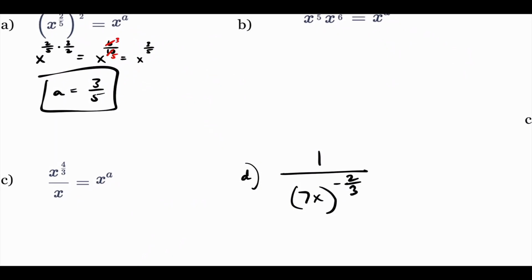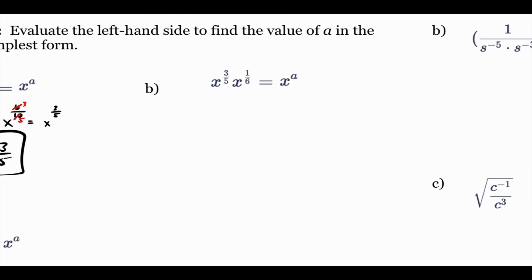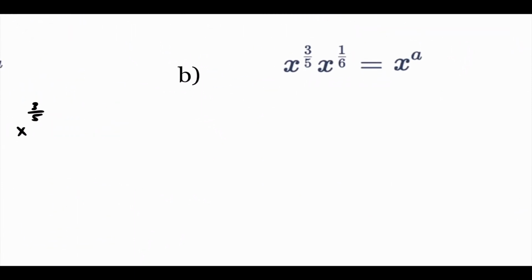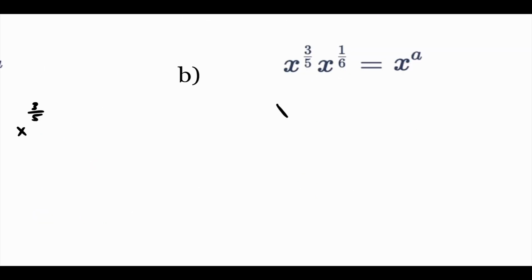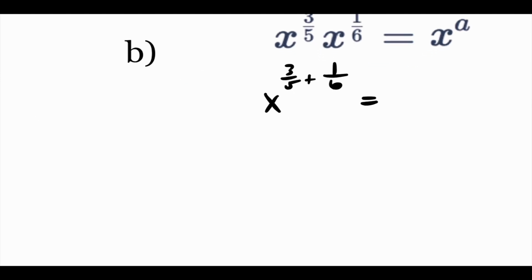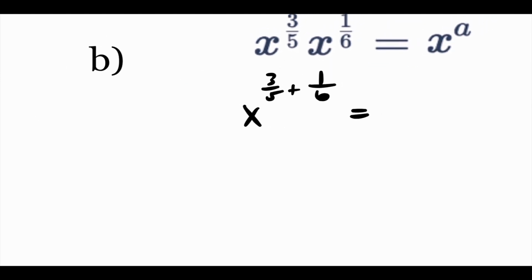Letter B. What do we do with the powers? Add them. We're going to add them. x to the 3/5 plus 1/6 power. We had to add fractions, right? We did this last chapter, except the fractions that we added were like 30 times harder, right? These are just basic fractions. So when you're doing basic fractions, you need a common denominator, right?